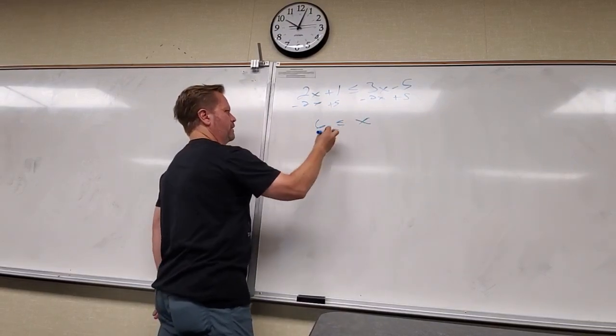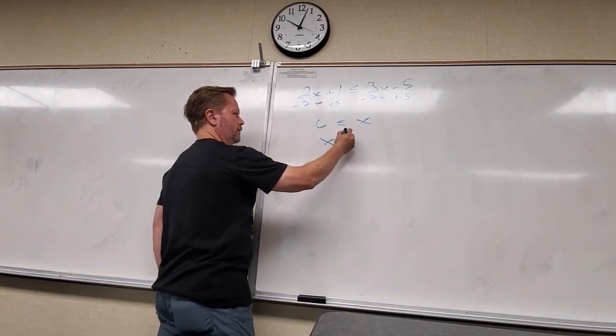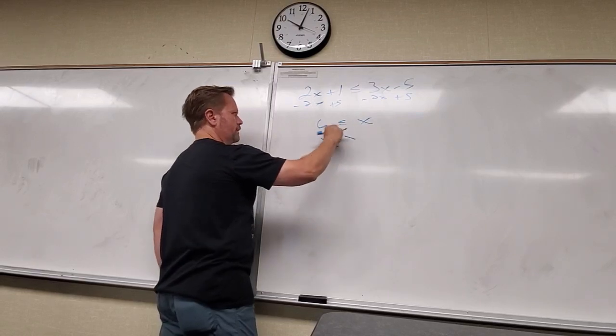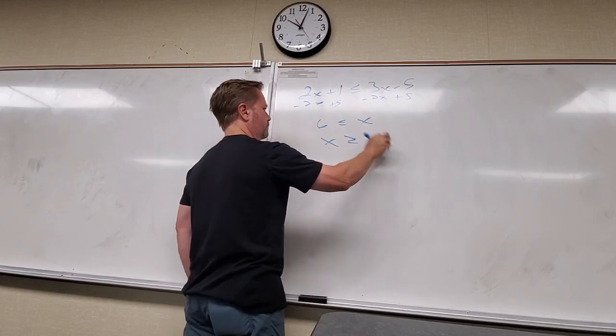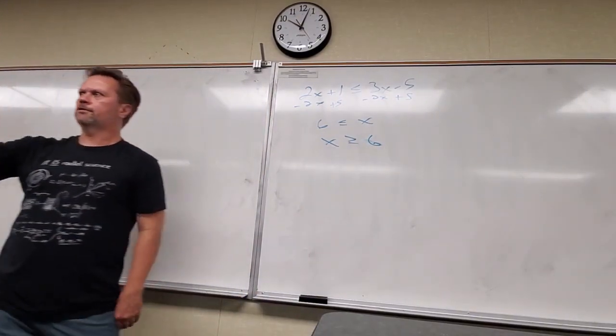6 less than or equal to x means x is greater than or equal to 6. So you just have to mirror image it, correct?